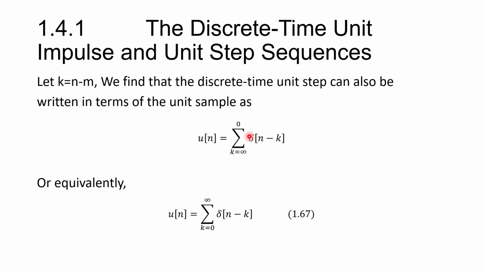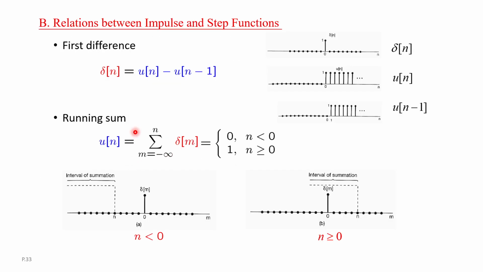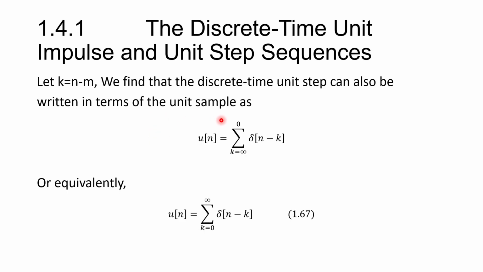So we have u of n equal to the summation over k from infinity to 0 of delta of n minus k. What we've done here is pull the n out of the upper bound. Now our summation bounds don't depend on n anymore; n is in our function. This is a discrete summation, so from infinity to 0 is the same as 0 to infinity. So we have u of n equal to the summation over k from 0 to infinity of delta of n minus k.